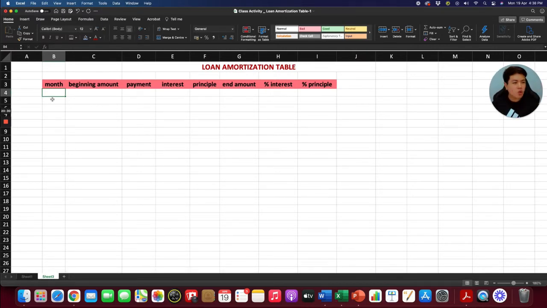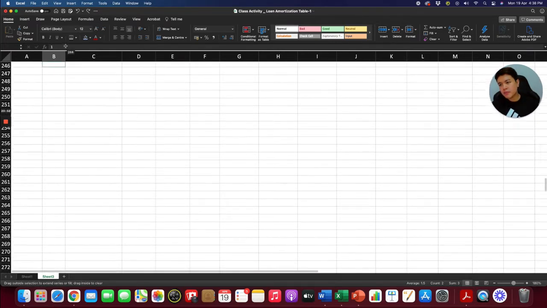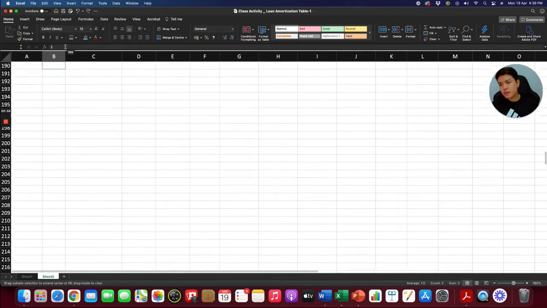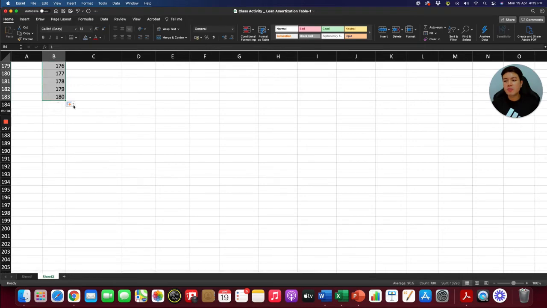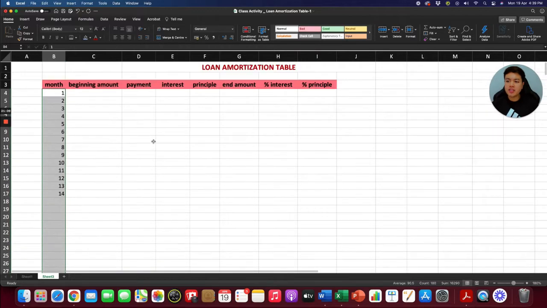Yes. So 180 months, 1, 2, 3, 4. But if you guys remember, class, from last week's lesson, you don't have to do this manually. What you can do is only highlight 1 and 2, for instance, and the green dot here, you drag it until you get 180. Here, you'll notice 180, so you stop. There you go. You get until 180. So this is your loan amortization table, all right?